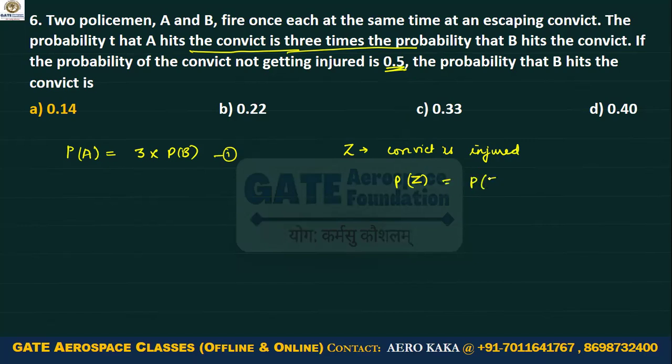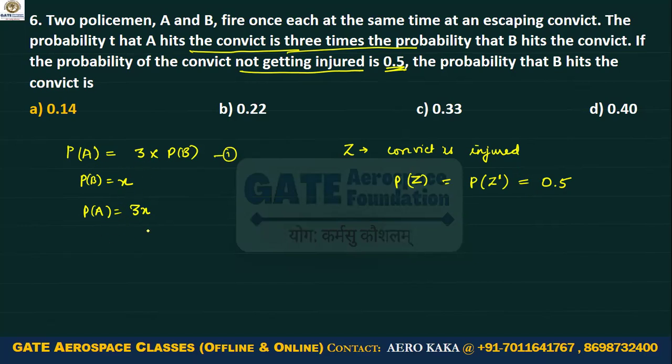And this is also going to be the probability of Z prime, which is the person not getting injured. So the probability of not getting injured is given, so the probability of getting injured will also be equal because it's 50-50. Either the person can get injured or cannot get injured. So it's going to be 0.5 for both cases. Right. Now let's say the probability of B is any number x. So the probability of A becomes 3 times x.